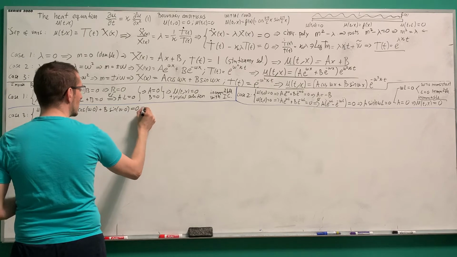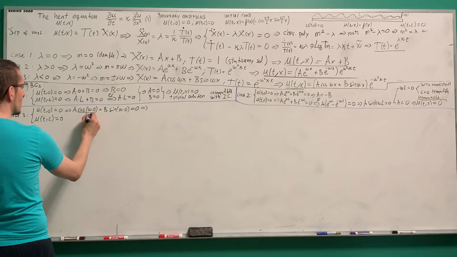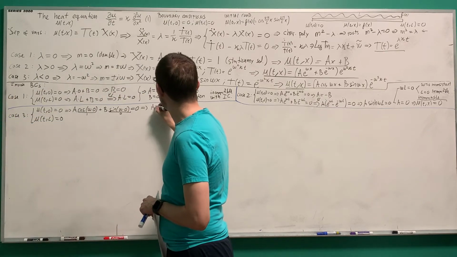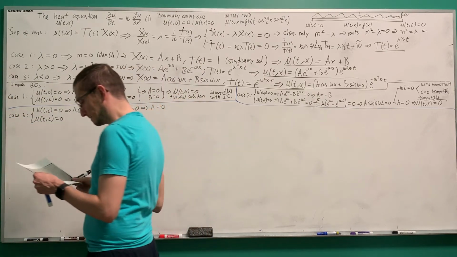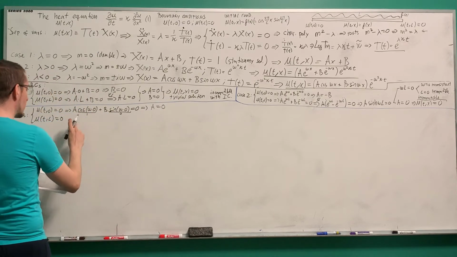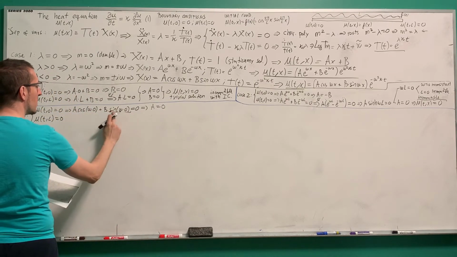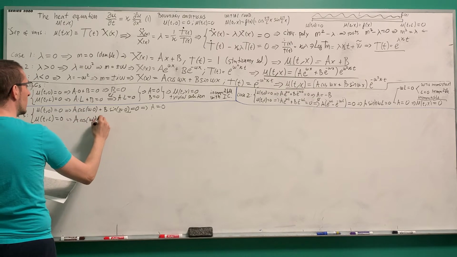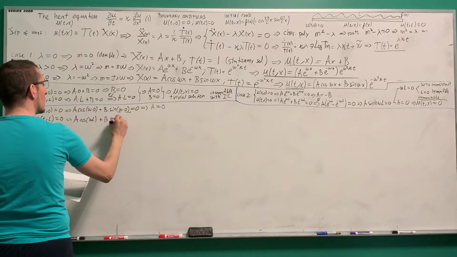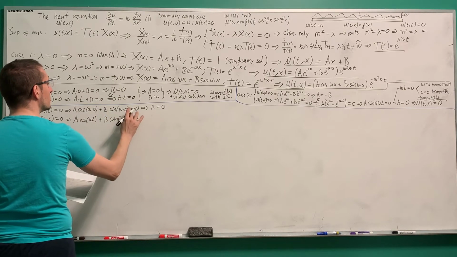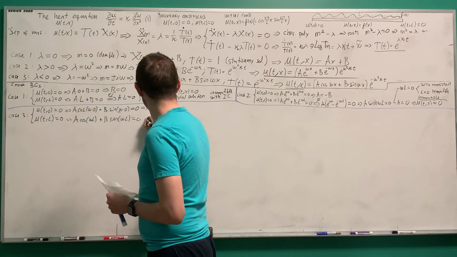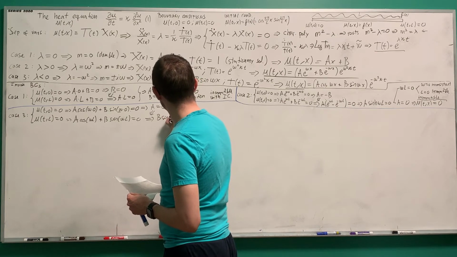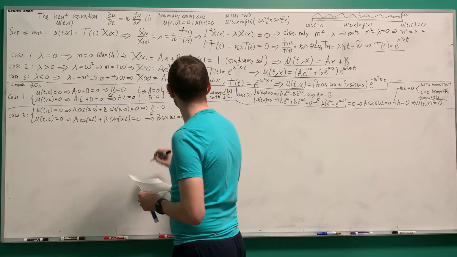What does that mean? Well, that's easy. The cosine of omega 0 is 1 and the sine of 0 is 0. So we get here that a is equal to 0. Wonderful. Now the second one says that a cosine of omega L plus b sine of omega L is equal to 0. But because I know that a is equal to 0, that means that b sine omega L equals 0.